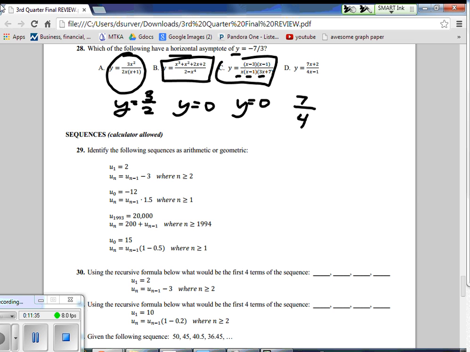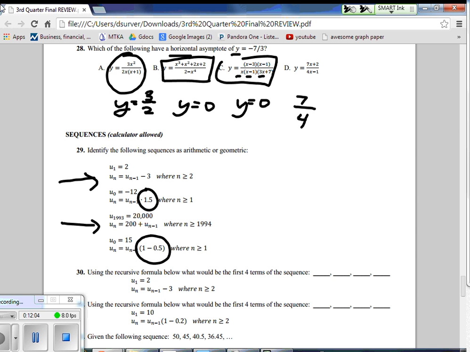Number 29, identify them as arithmetic or geometric. Well, the kind where you add or subtract are arithmetic. The kind where you multiply, like this kind where you're multiplying by 1 minus 0.05, and this is another one of those kind where you multiply. What kind are those? Geometric. Okay, so these two are the kind where you're adding or subtracting. So those two are arithmetic. The ones I circled, those are geometric.